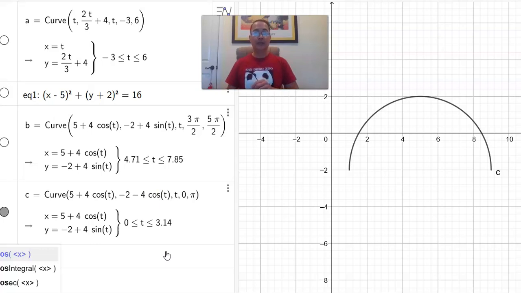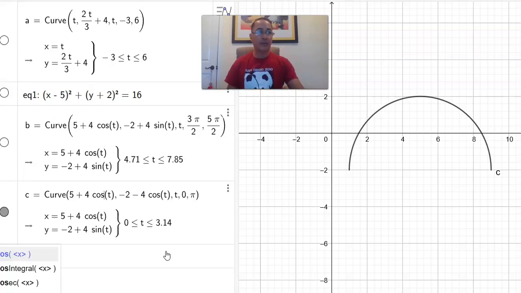Okay? So this will force that coordinate to go down by 4 at t equals 0. Okay? It should go up by 4 at t equals pi. Is it going to do that? Yes, because cosine pi is negative 1, negative 2, plus 4.